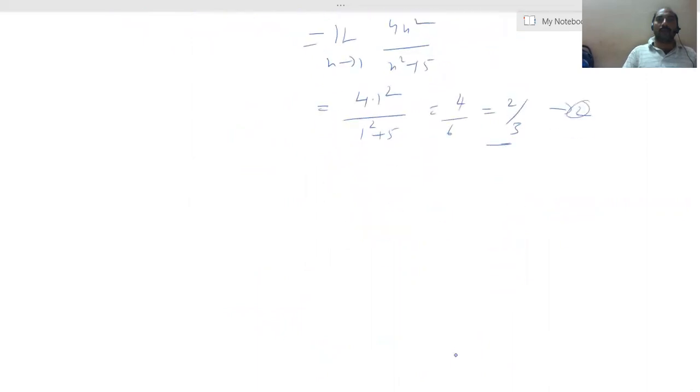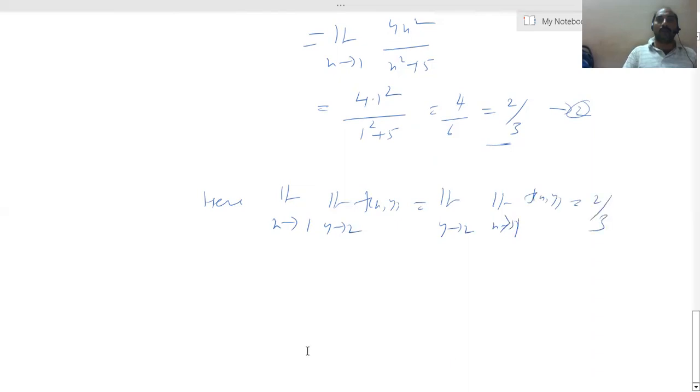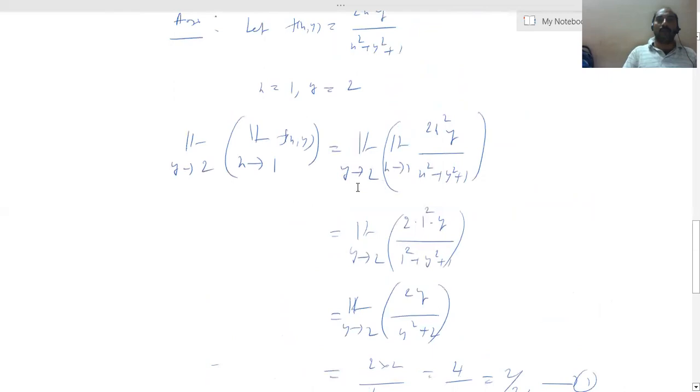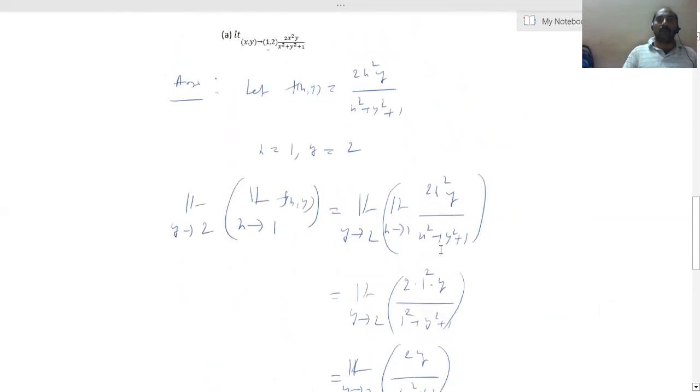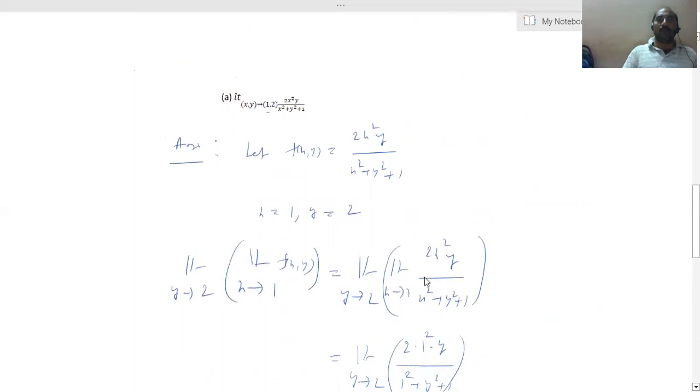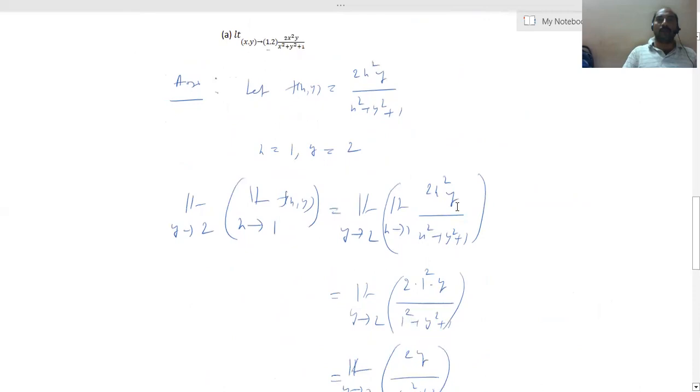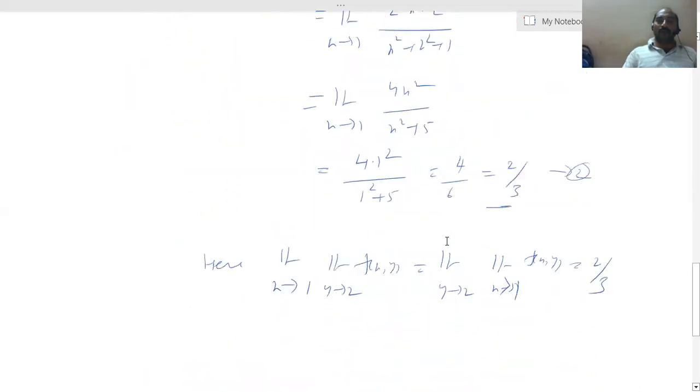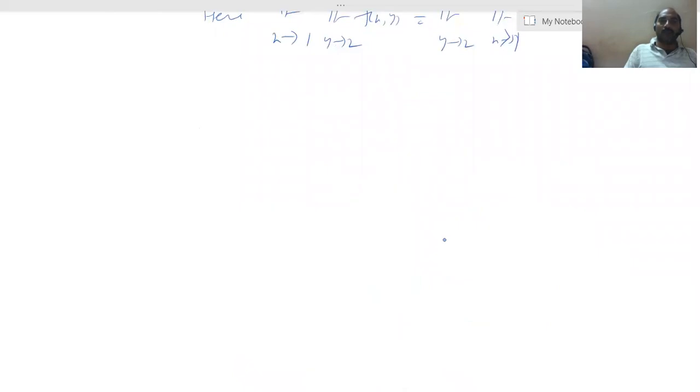Here, if these two are not equal, you simply write down limit does not exist. Limit x tends to 1, limit y tends to 2, f of x comma y value is the same as limit y tends to 2, limit x tends to 1, f of x comma y, equal to 2 by 3. Now you go for the next step. Usually in this step, we substitute y equal to mx or y equal to mx square. Is there any possibility to substitute y equal to mx? Usually most of the time we substitute y equal to mx.